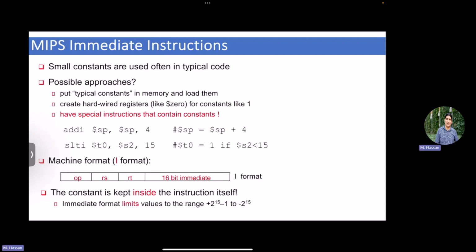And the constant is kept inside the instruction itself, as I've said, but then you are limited again. This is the same limitation we had in the conditional branches: you are limited to a certain constant value. The question is, what do I do if I need to add, for example, more than 2 to the power 15 minus 1? Something that spills over this length. Can you suggest a solution?